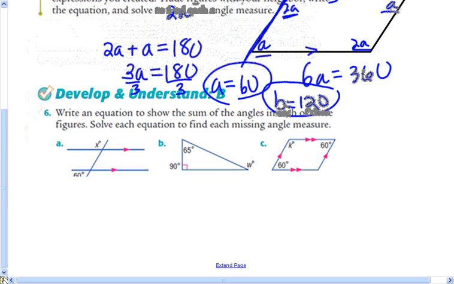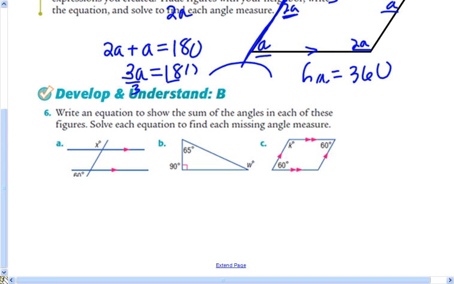So we want to write an equation to show the sum of the angles in each of these figures. Now, we have two parallel lines cut by a transversal. Remember that there are some angles that are the same, and there are angles that are supplementary here. And these two angles, this 60-degree angle and this angle x, are not the same, but they are supplementary. So we're going to write x plus 60 is equal to 180. And to solve that, you just need to subtract 60 from both sides. I'll let you finish that up in class. Or you can just pause here and do that.